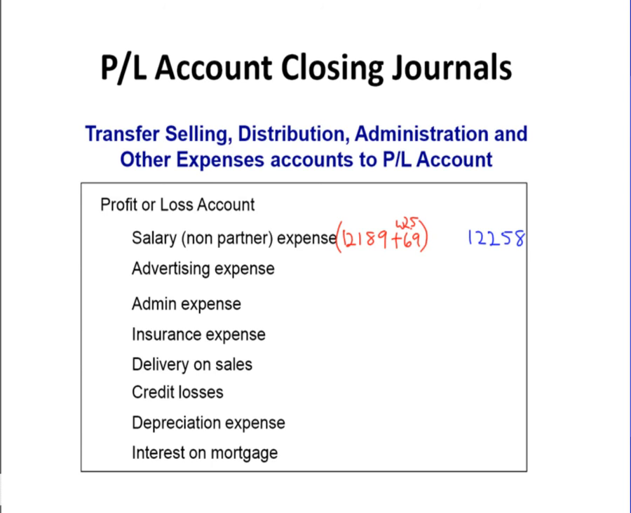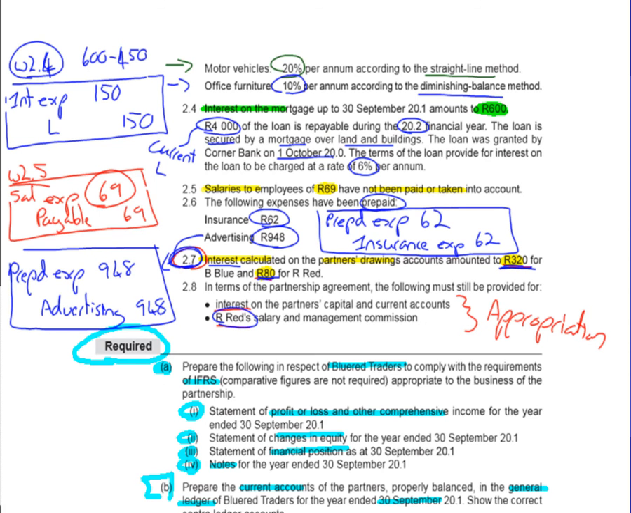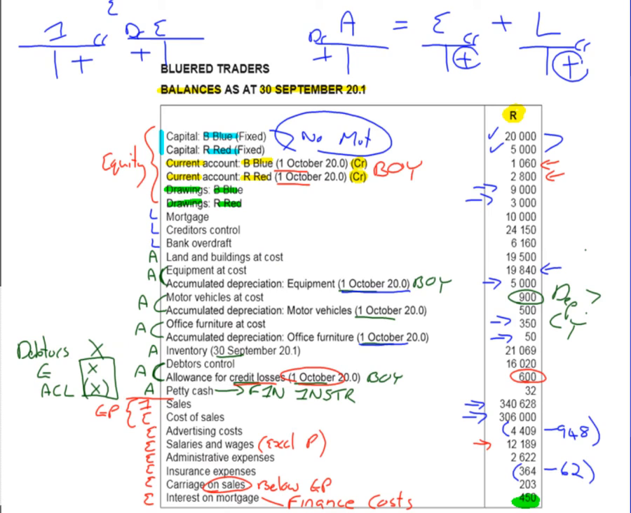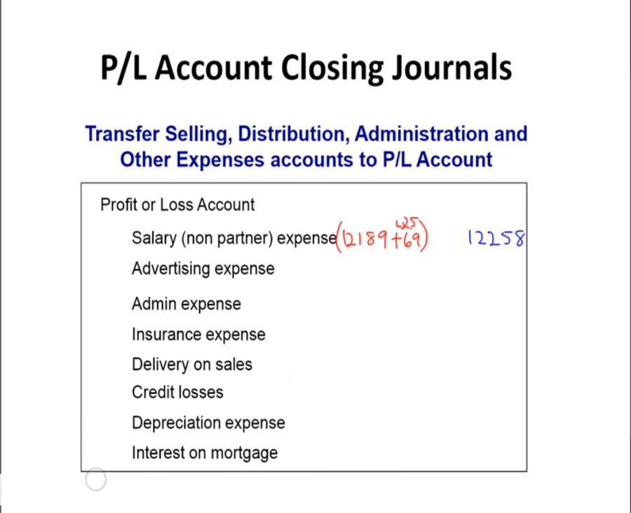Then advertising expense. We remember that there was a little adjustment on that one as well. So let's go to advertising, and advertising expense, if I can find it, was the 4409 minus the 948 prepaid expense. Okay, and that is 4409 minus 948, which I did in working 2.7. We did a little journal for that.